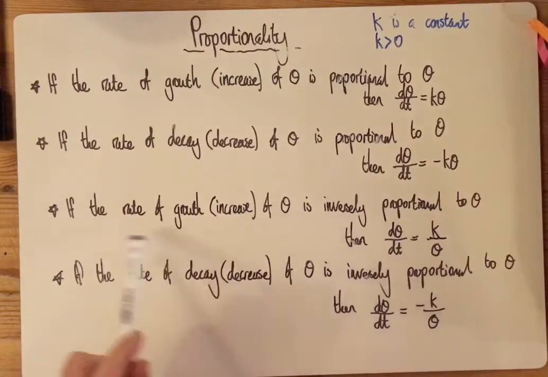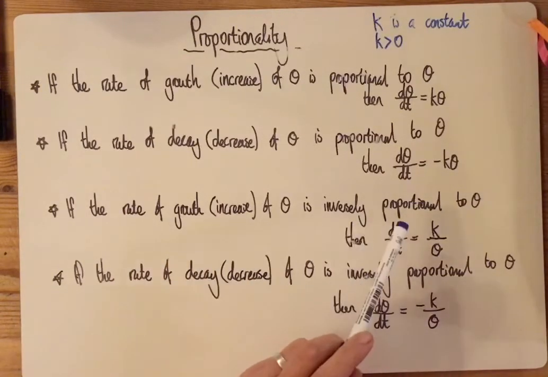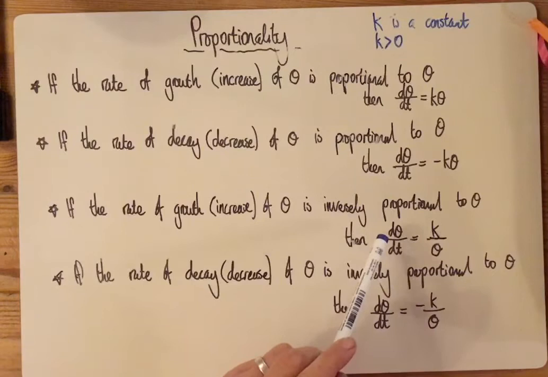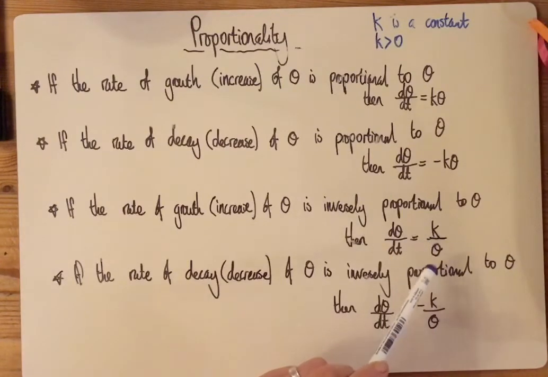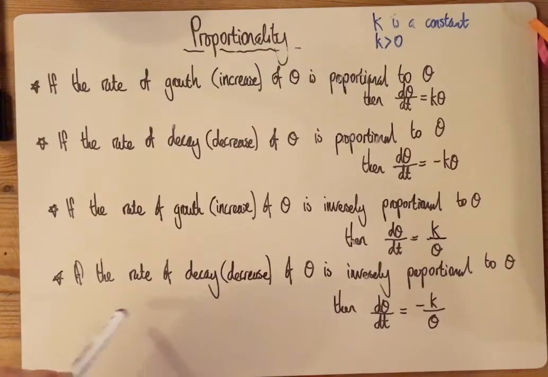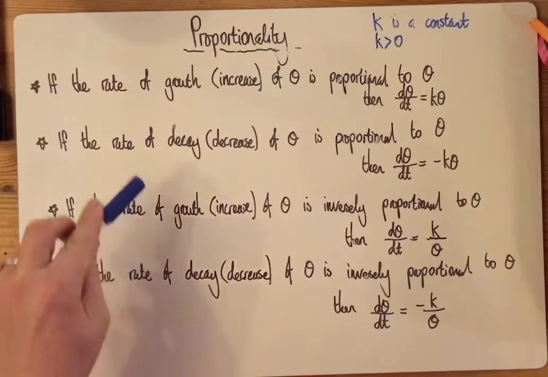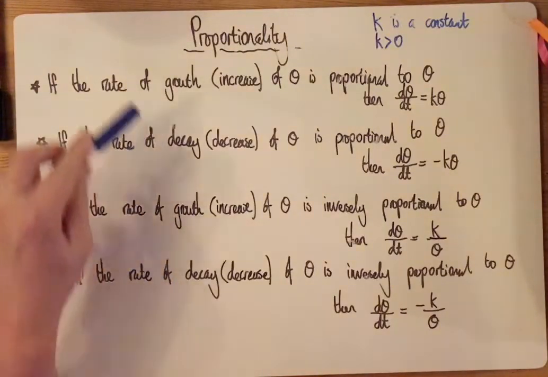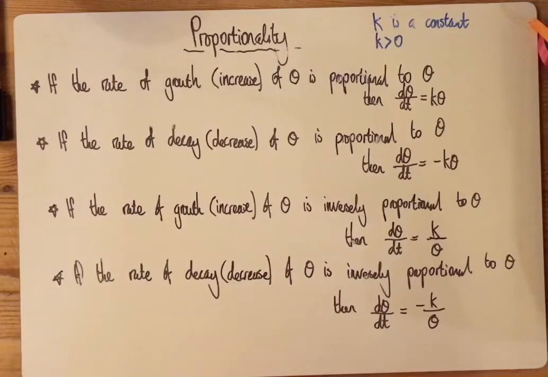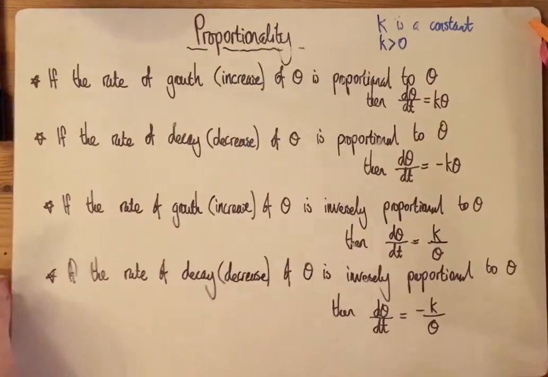Inverse proportionality: if the rate of growth is inversely proportional to theta, then d theta by dt is k over theta. And if the rate of decay is inversely proportional to theta, then d theta by dt equals minus k over theta. So the rate of change in theta is d theta by dt. You might want to screenshot and make notes, but I'll keep going. I've written it all out already.